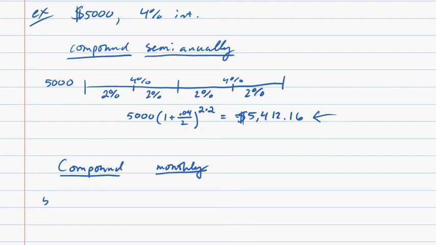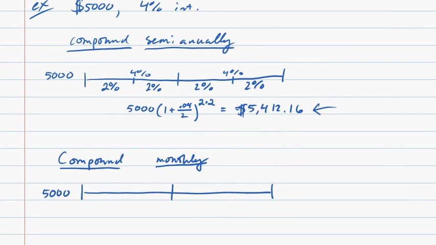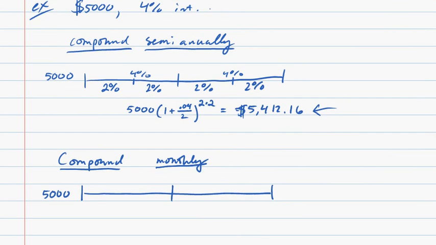Okay, so the idea is the same thing. We're going to have 5,000 to start with, and we're still going to have 2 years, the same period of time, so I probably should have written that up there. But instead of chopping up each year into halves like we did up here, we're going to be chopping this up into 12 different months.